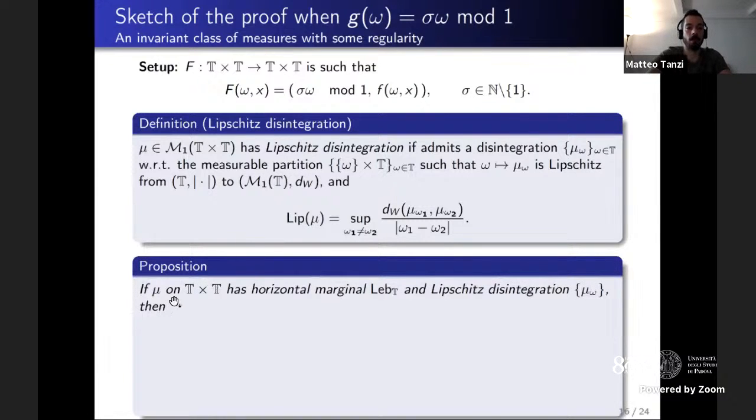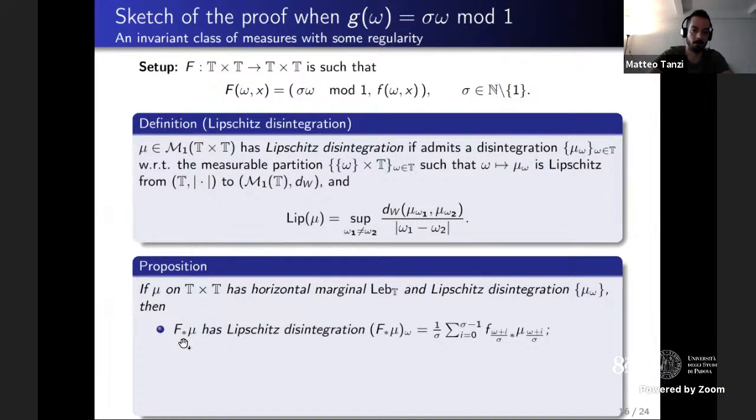So if mu is a measure on T cross T with horizontal marginal equal to the Lebesgue measure, and here the Lebesgue measure is the invariant measure for G, so this is not a coincidence. And if mu has a Lipschitz disintegration mu omega, then we can say that also f star mu will have a Lipschitz disintegration, and this Lipschitz disintegration is given by this expression.